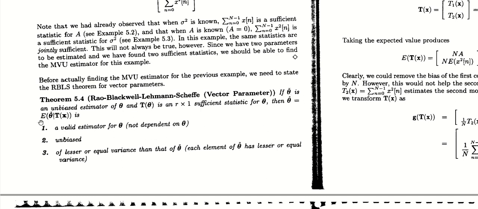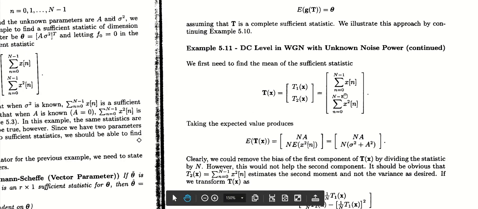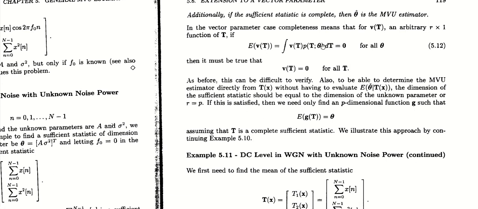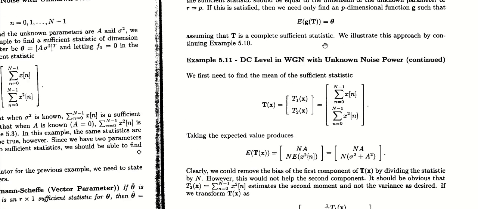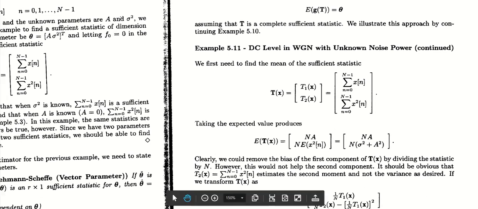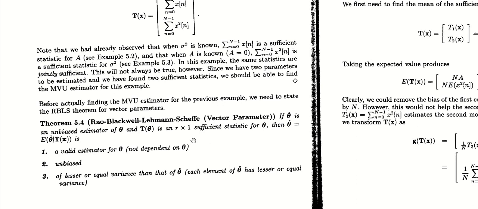Okay. So the process will be similar to the scalar version. You do this and then you take the expectation, except it is a vector version. Okay, so let's take a look at this DC level problem, DC level in WGN with unknown noise power. We first need to find the mean of the sufficient statistic. This is to say that if we know the sufficient statistic, then how will we find a good estimator?